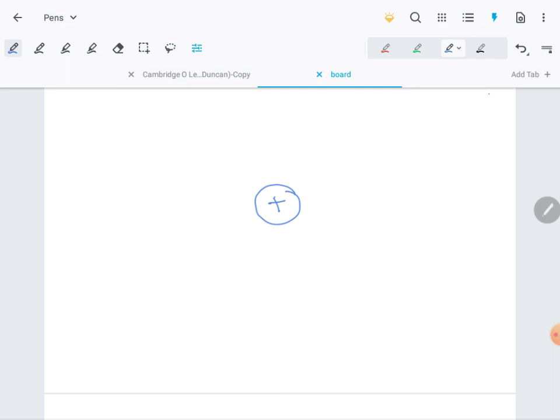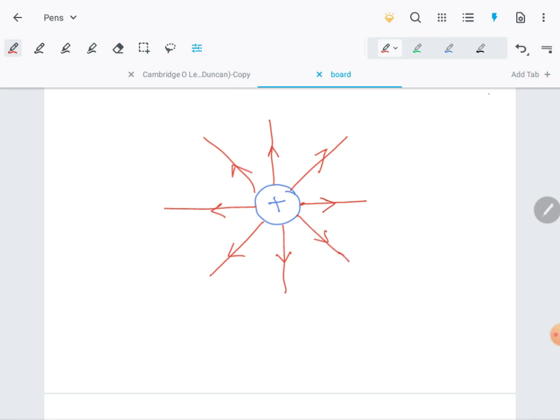And what do we mean by the electric field line? Electric field line is the path of a test charge. Test charge is always positive and small. So place the test charge here. It will repel. Here it will repel. Here it will repel. So this is the pattern of the electric field lines around the conducting sphere. It's the same as a point charge.